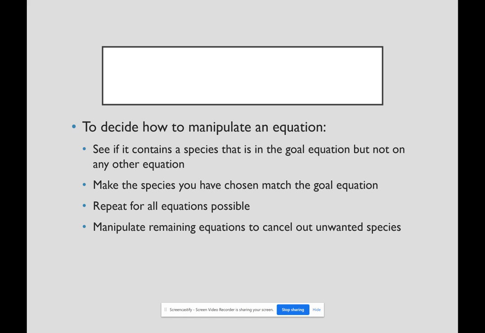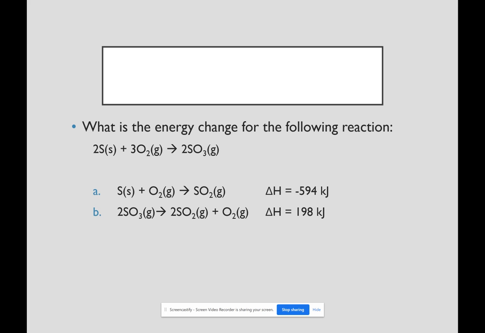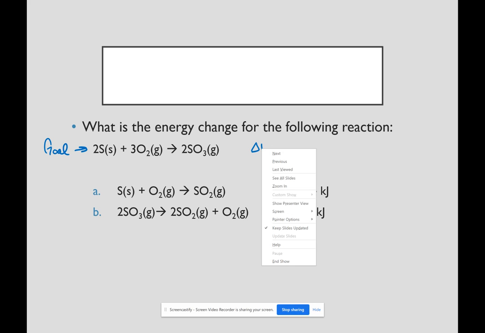So to decide how to manipulate an equation, you're going to see if it contains a species that is in the goal equation but not in any other equation. Make the species you have chosen match the goal equation. Repeat for all equations possible, and then manipulate any remaining equations to cancel out unwanted species. Doesn't make a lot of sense until we actually do it. So what I keep referring to as the goal equation is always given, and the delta H, the enthalpy change, for that is unknown.